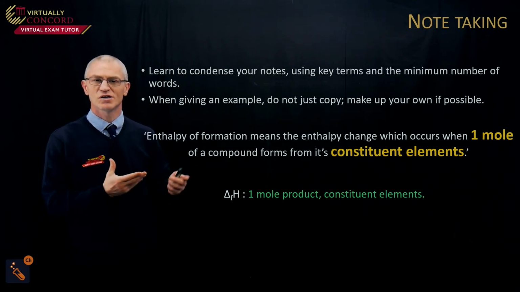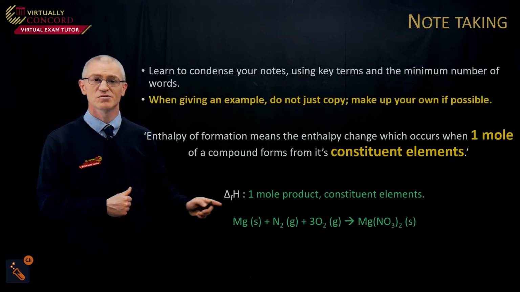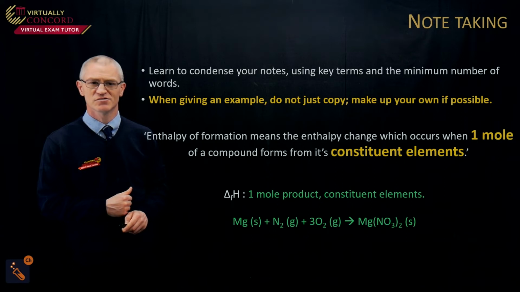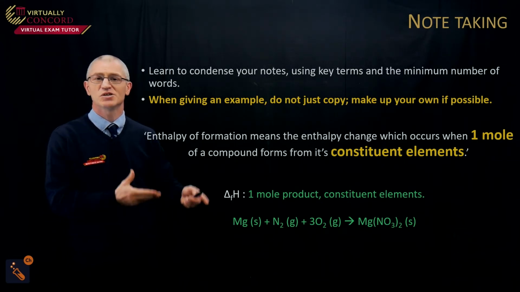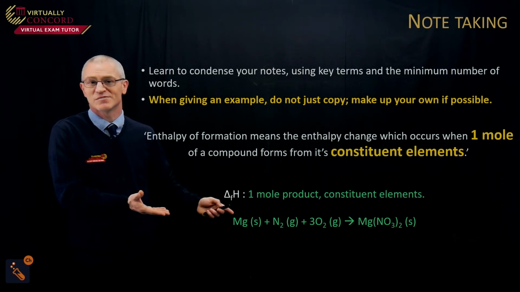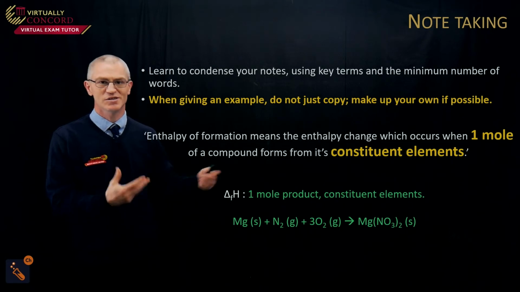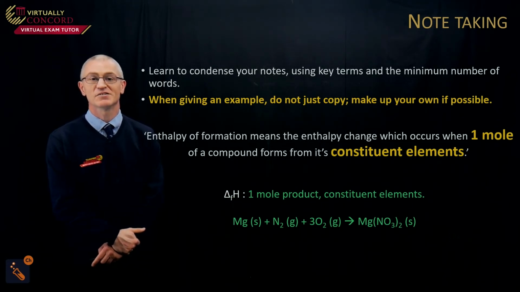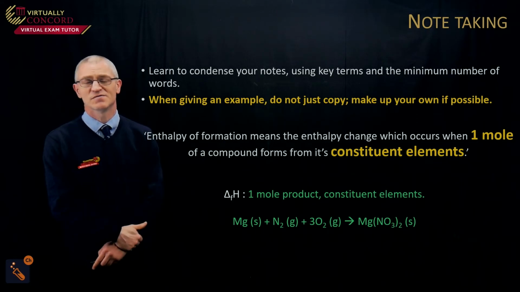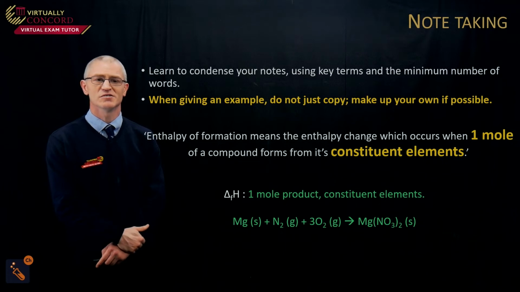Now, as well as that, why not do an example where possible? So here you can see there's an example of making magnesium nitrate. Okay, so magnesium nitrate is your example, but you can do any example. It doesn't have to be magnesium nitrate. It can be calcium oxide, it can be carbon dioxide, it can be anything you want. Just pick a chemical or a compound and just make up your own example. Now that's enthalpy change of formation, but you can do it in so many different other ways. Okay, so explore it and use your imagination.